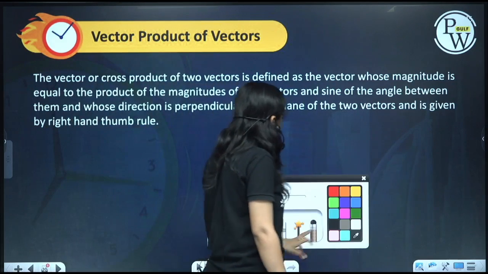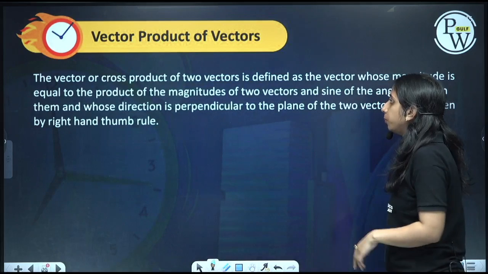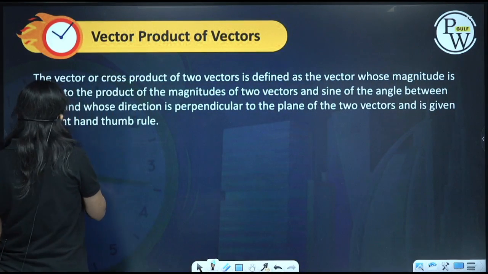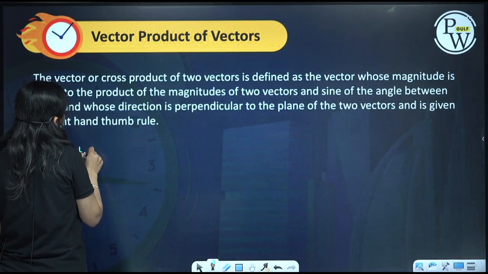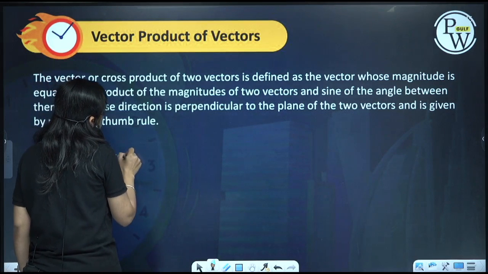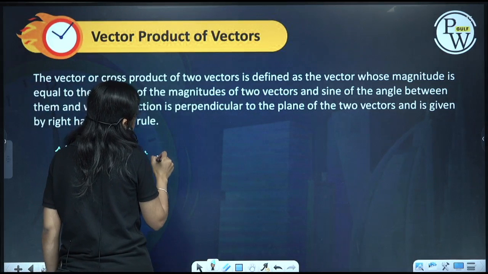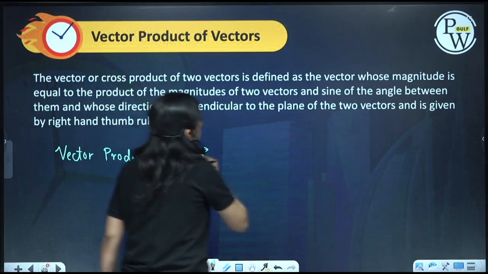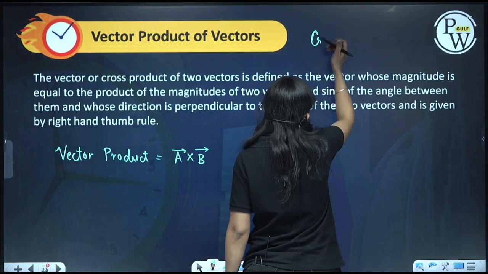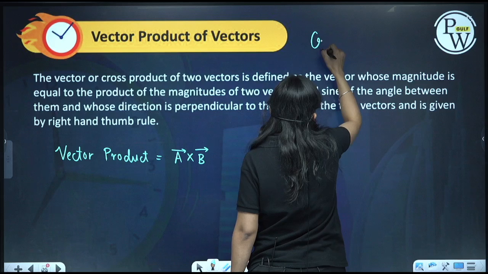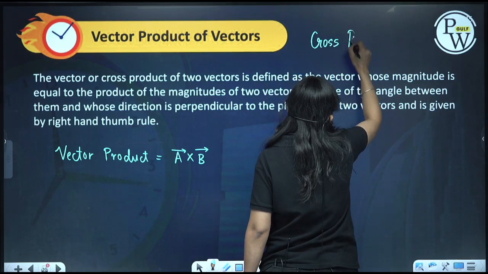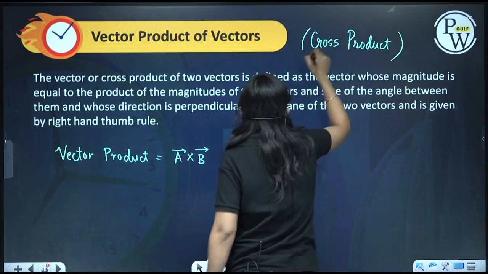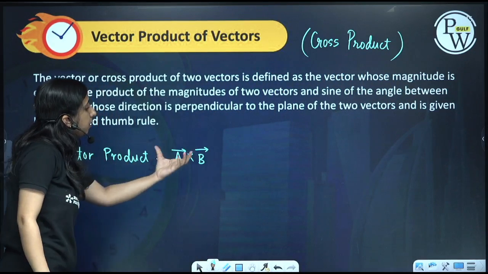Now let's move to vector product. The vector product is written as, represented as A cross B, hence it is also called cross product. So the vector product is equal to A cross B.